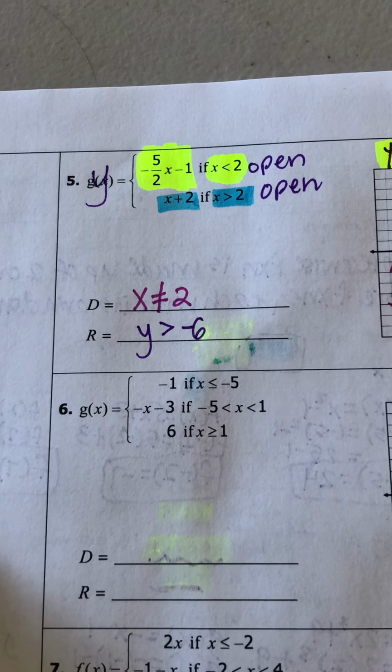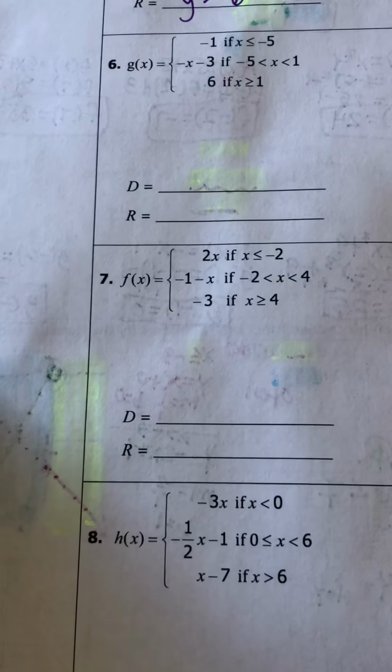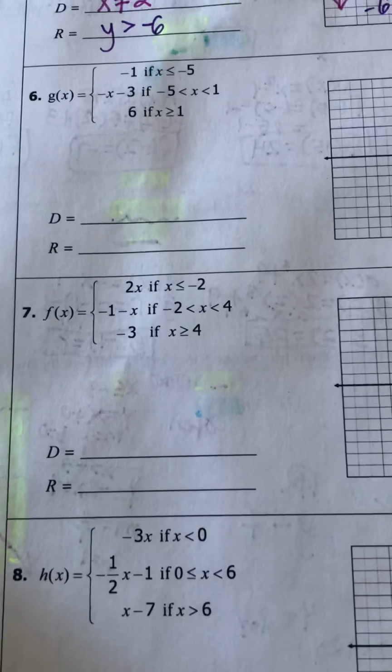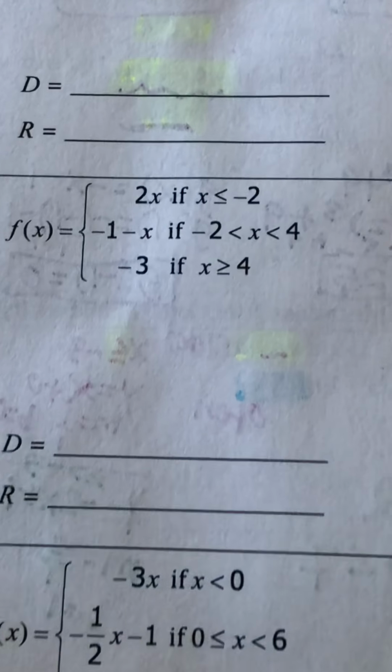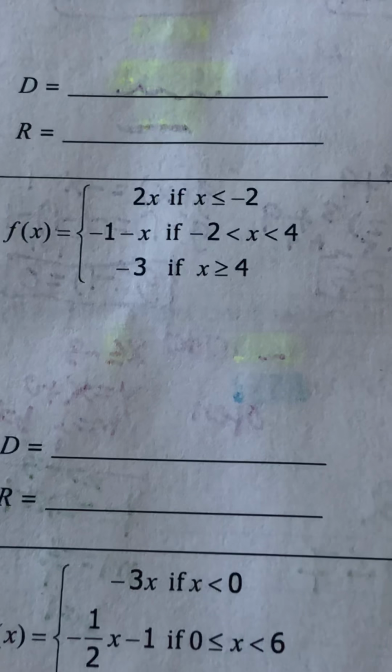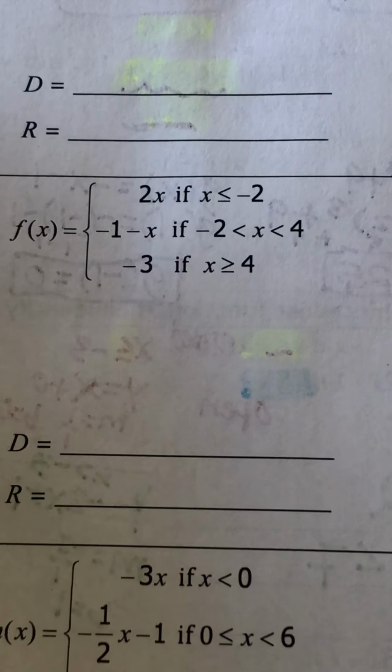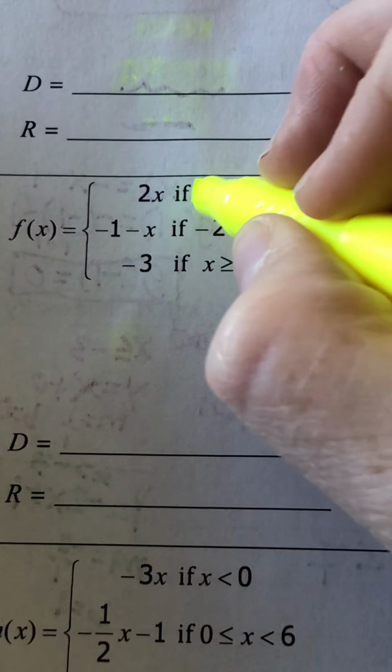All right, let's do 7. And we'll see where we're at there. Okay, 7 has 3 different chunks of your graph, okay? So you're going to split it into 3 parts.